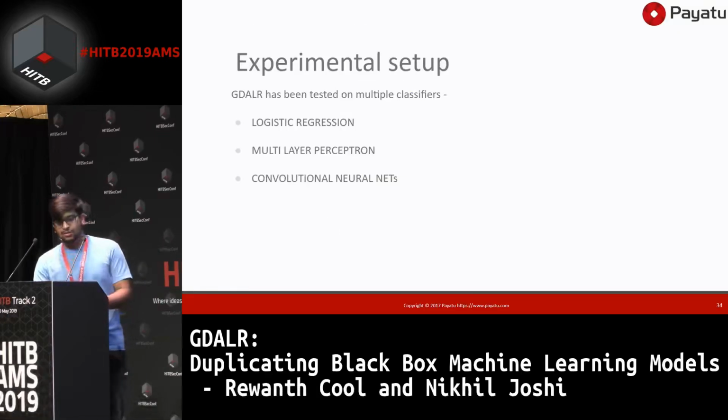To test our algorithm, we have used three different classifiers. We trained these classifiers on different data sets and got black box access to those trained models. And we ran GDLR against the traditional approach and compared the results of our attack. The three classifiers that we have used are logistic regression, multi-layer perceptron, and convolutional neural nets that we have seen before.